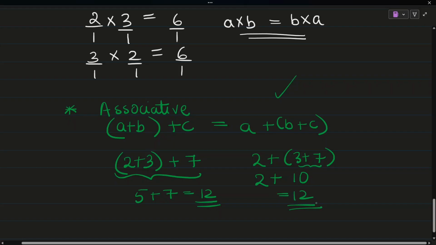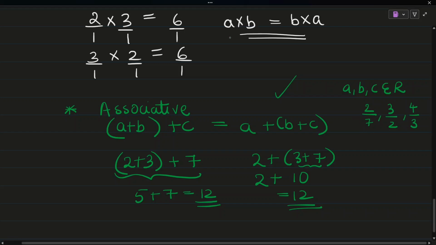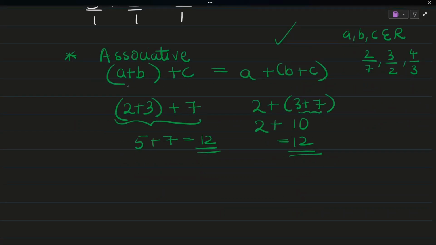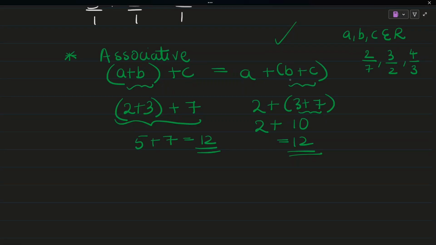So I'm taking simple examples. For the exam, you have to take these A, B, C from the rational numbers. Just take something like 2 by 7, 3 by 2 or 4 by 3. So this is the associative property. A plus B plus C is equal to A plus B plus C. Either you add the first two numbers first and then add the third number, or first add the second and third numbers and then add the first number. You are going to get the same answer.